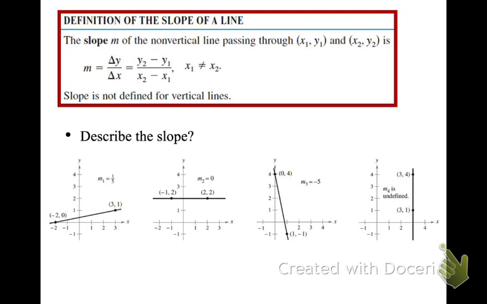What about the second one? 0, because it's a horizontal line. It's not rising at all, right? It's 0 over any number. Okay, what about the third one? Negative, because it's going down. Undefined, because it is a vertical line. You should know that every horizontal is 0, every vertical is undefined. We've been working on that for several years now. It should be stuck.